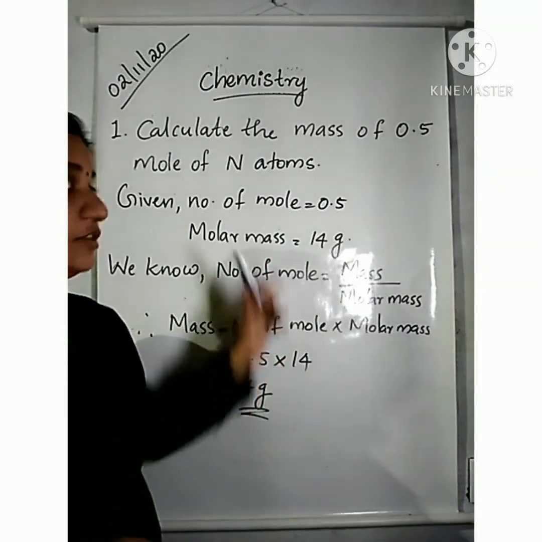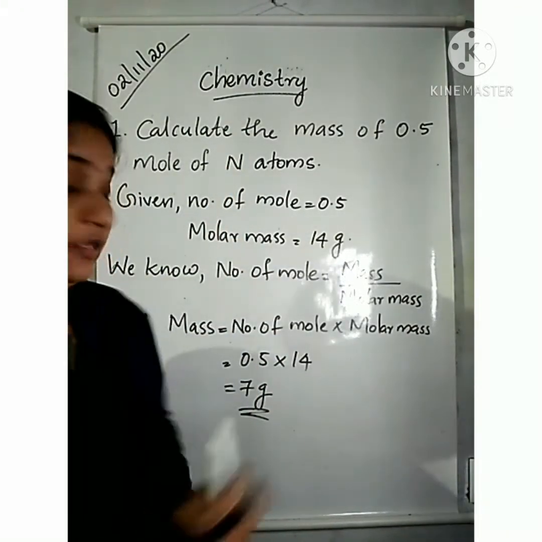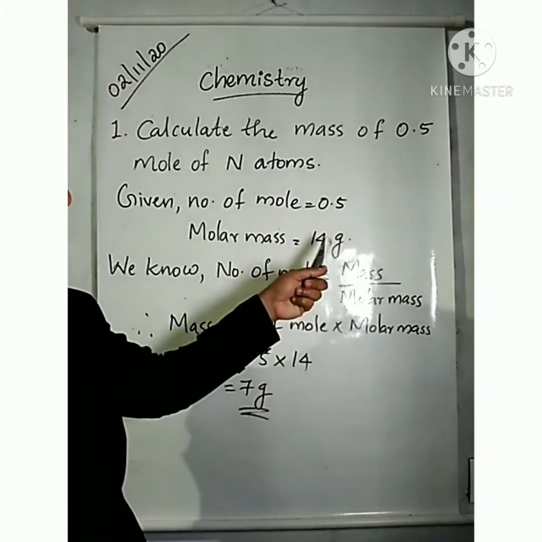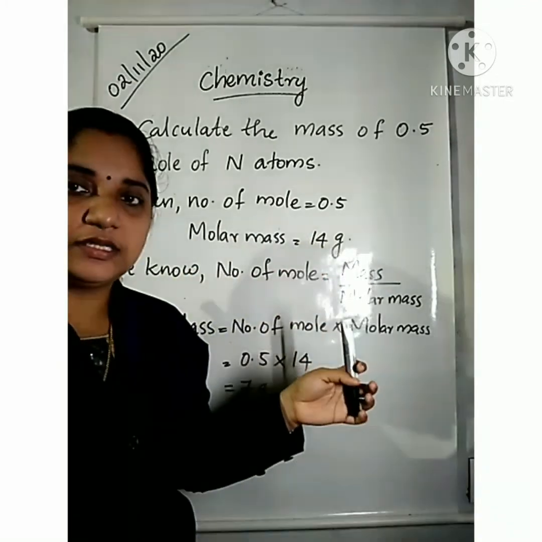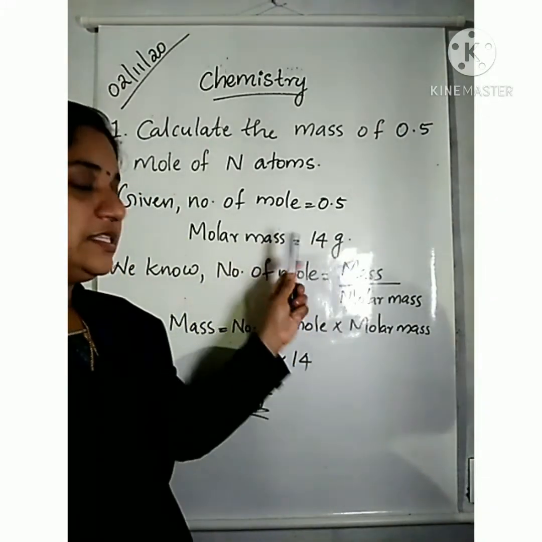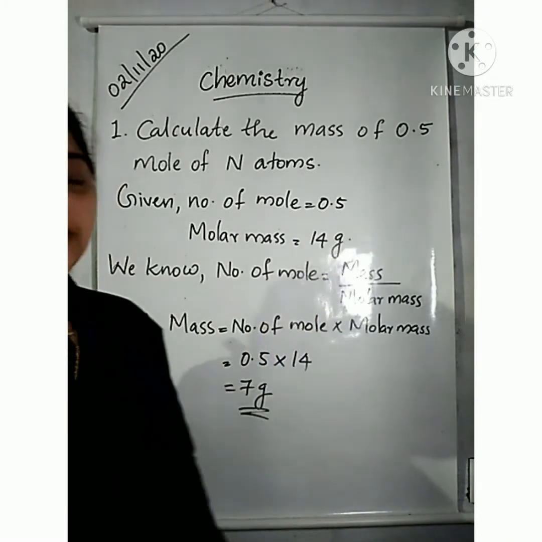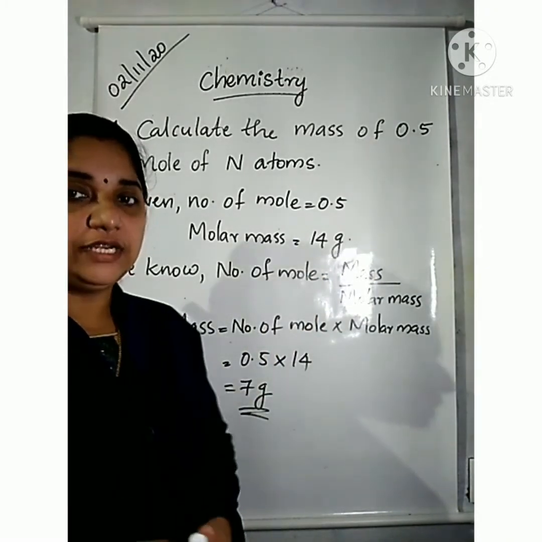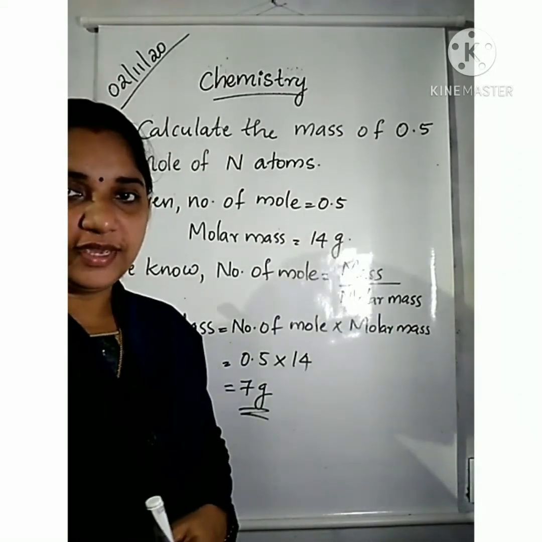The mass of 1 mole of nitrogen atom is equal to 14 gram. That we already wrote here. Molar mass means its atomic mass. One mole of nitrogen atoms, its mass is fixed, that is 14 gram. Therefore, the weight of the half mole of nitrogen atom is equal to 7 gram.